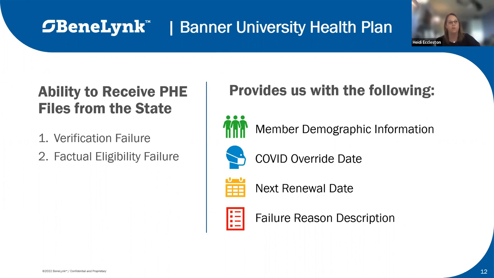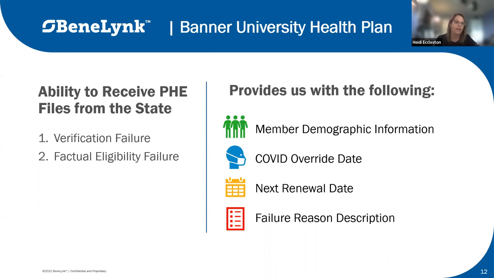And there's two subsets of populations that we're seeing in our files that we're getting from the state that are more impacted than others, and that's children and young adults. And so we get two files from the state. One file is the verification failure file, and that file are members who need to take some sort of action. So maybe they need to update their address. Maybe they need to provide income verification documents to get them through the automatic process.